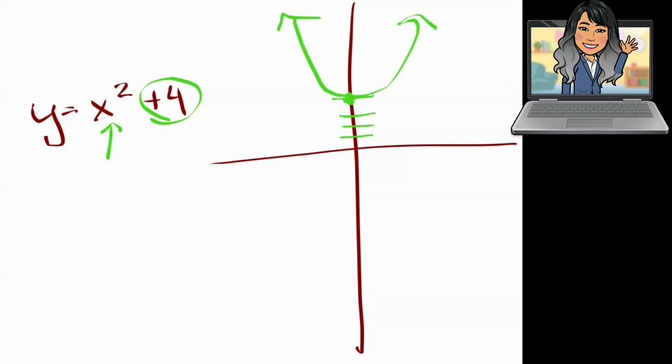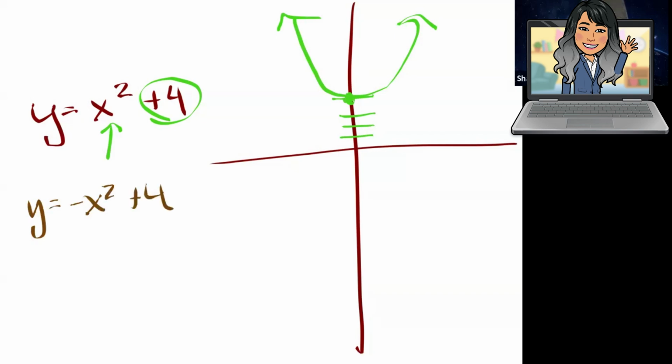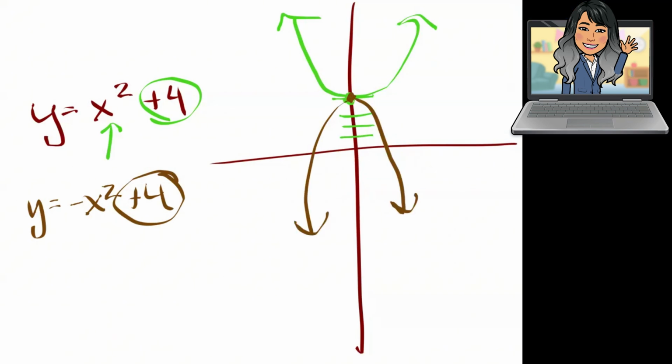If it says y equals negative x squared plus 4, I go up 4: 1, 2, 3, 4, because it's positive. I go up 4, but it's negative, so I flip it across the x-axis. Okay? All right, next we're gonna move on to the next part of this.